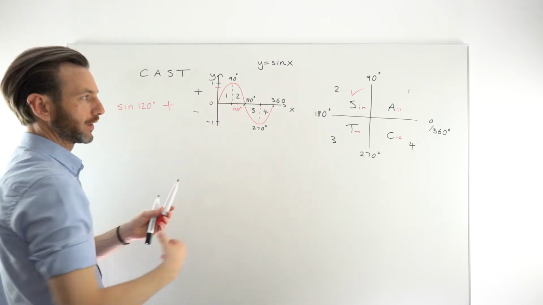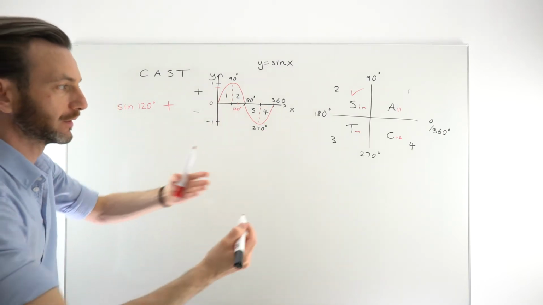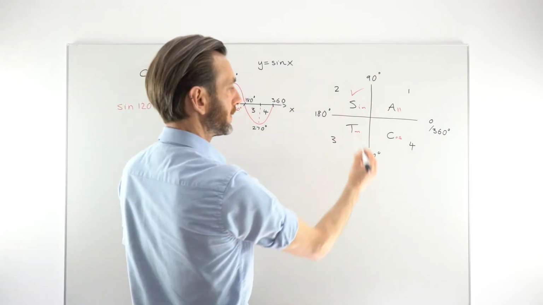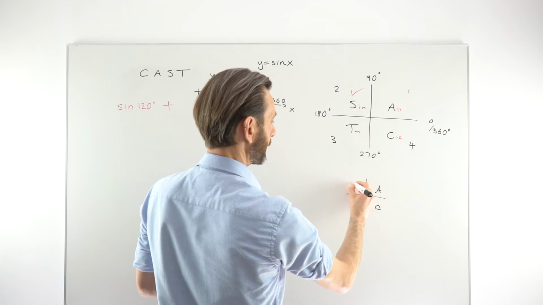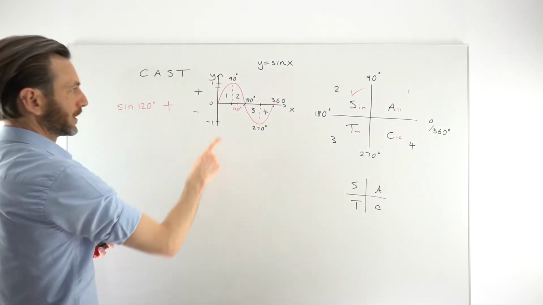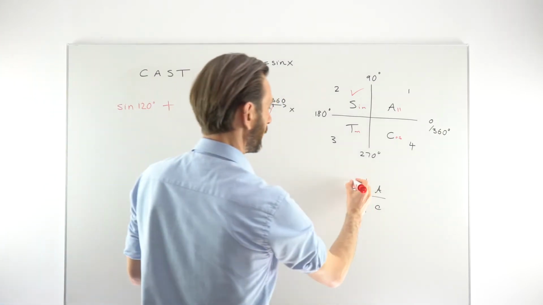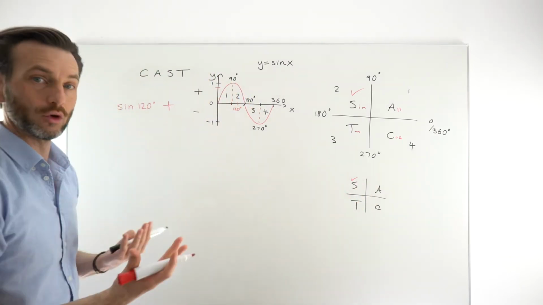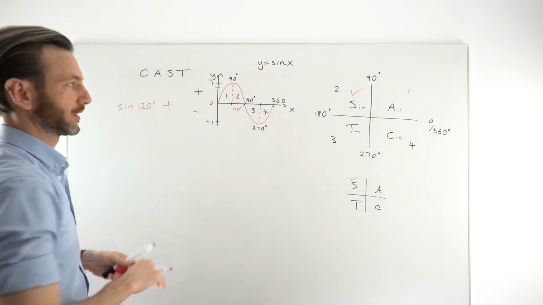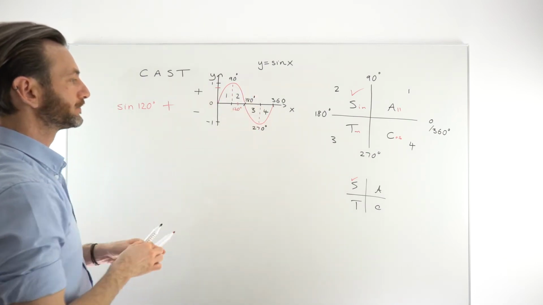And when you come to draw the CAST diagram after a bit of experience, you won't be as detailed as I was there. You'll probably just go like this, C-A-S-T, and you say, okay, I'm looking for one in quadrant 2, that's there, between 90 and 180, so it's positive, and that's how you'll do it. Quickly, basically, rather than drawing the graph. So that's how it works.